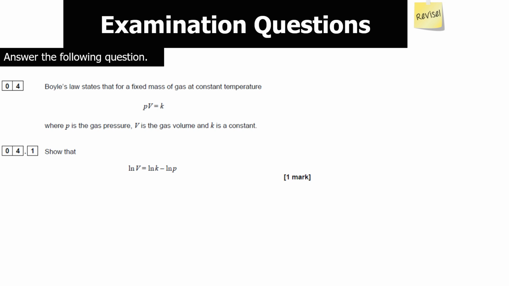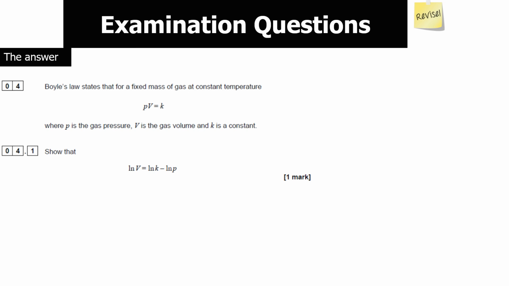The next question says, Boyle's law states that for a fixed mass of gas at constant temperature, PV equals K, where P is the gas pressure, V is the gas volume, and K is a constant. So show that log V equals log K minus log P. So pause the video now and then unpause the video when you want to go through your answer.